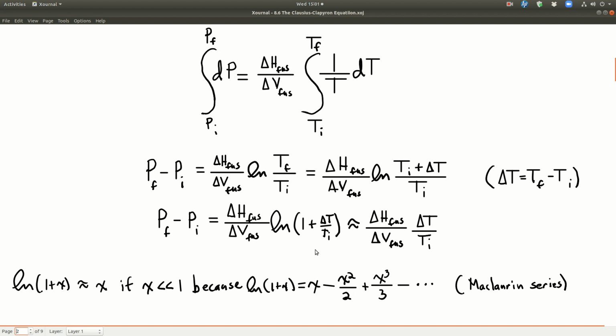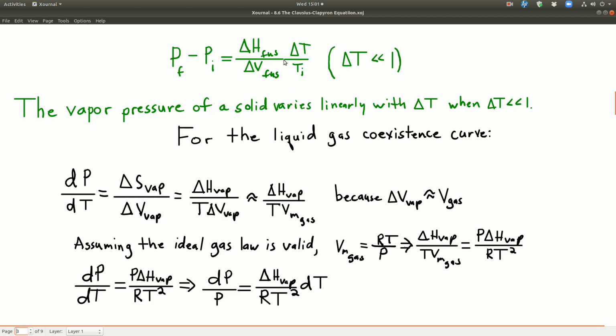So that gives us that P final minus P initial is equal to delta H of fusion over delta V of fusion times just delta T over the initial temperature. And again, remember, we're assuming, and we can do it this way, that delta T is a lot less than 1. So one thing that shows us is that the vapor pressure of a solid, the delta P, varies linearly with the difference in temperature when the difference in temperature is small, a lot less than 1.